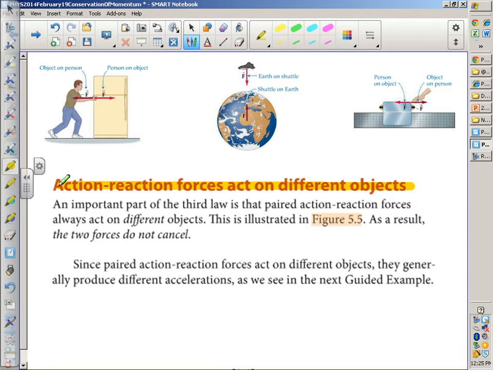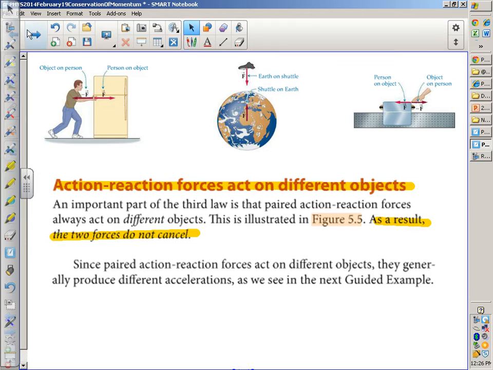So this is back to the first page. As a result, the two forces do not cancel. Action-reaction pairs are equal and opposite, but because they act on different objects, they don't cancel each other out.